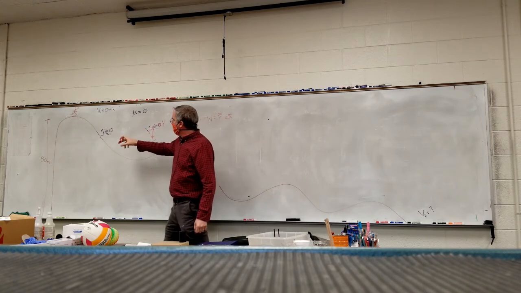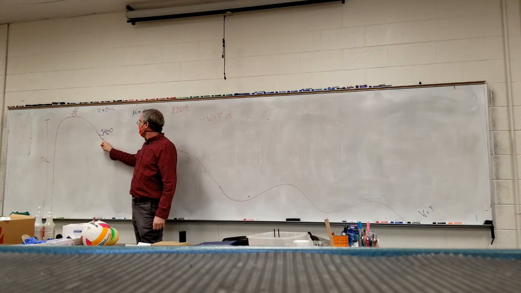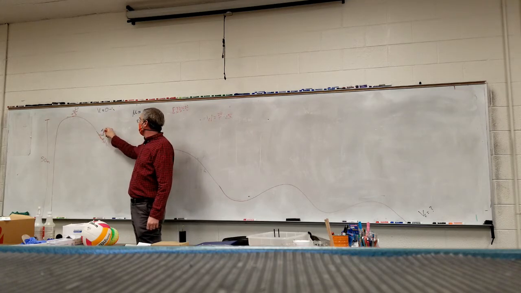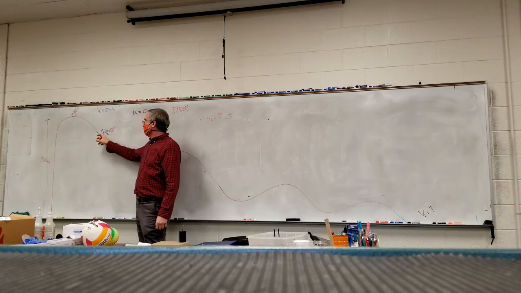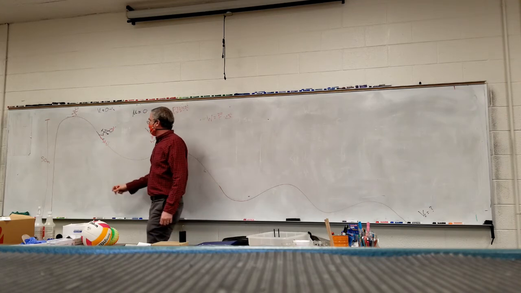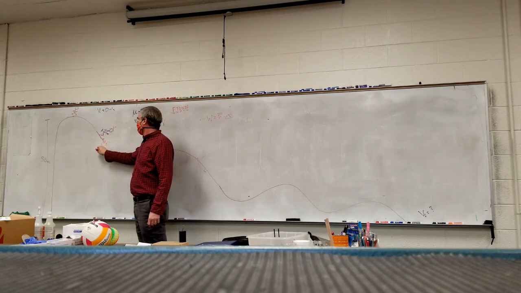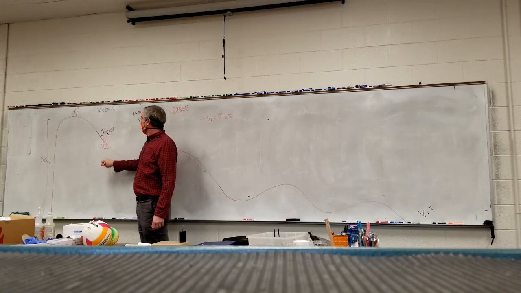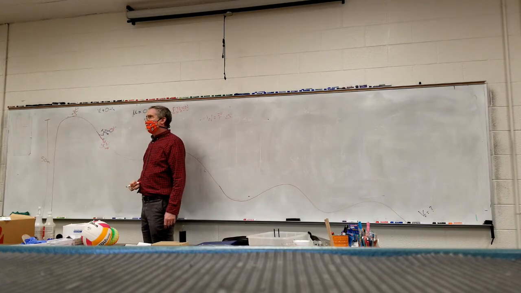So at this moment right here, when he is traveling this way, this is the direction of his velocity at that moment, and the normal force is this way. What's the angle between them? Yeah, it's a right angle. So what is the dot product between the normal force and the instantaneous displacement, since they're perpendicular?